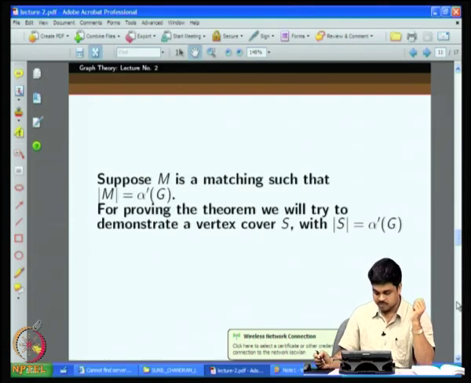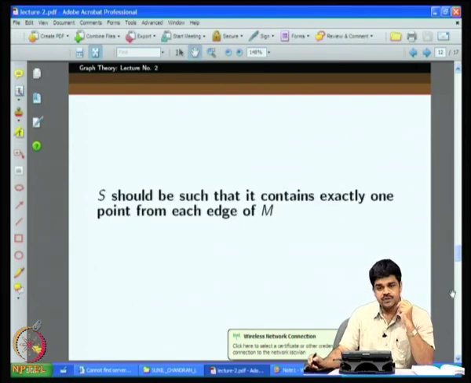We will first consider the biggest matching in the bipartite graph. Let us say it is M, and then the cardinality of M is in fact alpha dash of G. For proving the theorem, our approach will be to demonstrate a vertex cover S with the cardinality alpha dash of G. We will try to come up with a vertex cover such that its cardinality matches the cardinality of the maximum matching. And as we have already seen, the cardinality of the vertex cover can never go below alpha dash of G, the cardinality of the maximum matching. Why? Because the matching is a collection of independent edges. Each edge should have at least one of its endpoints in our vertex cover, otherwise that edge will not be covered.